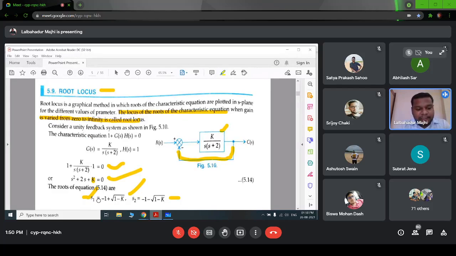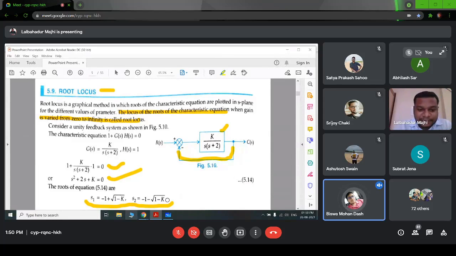In this case, in these two roots, if we put the value of k equal to 0, then what will we get? What will be the roots? Anyone? Minus 1, minus 1. How minus 1, minus 1?